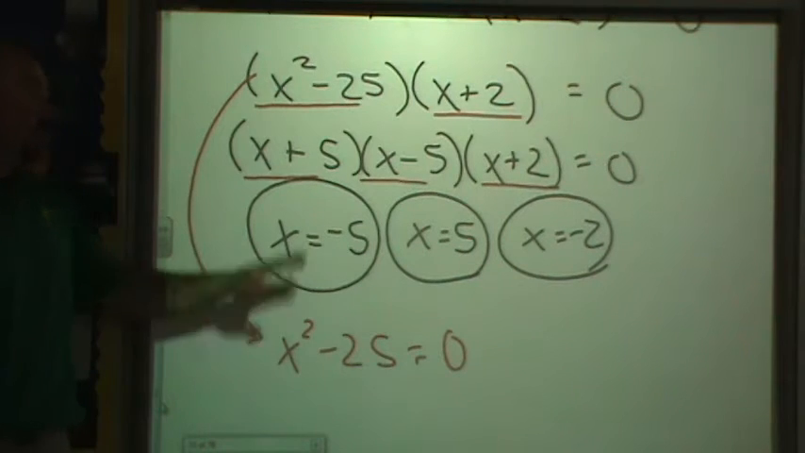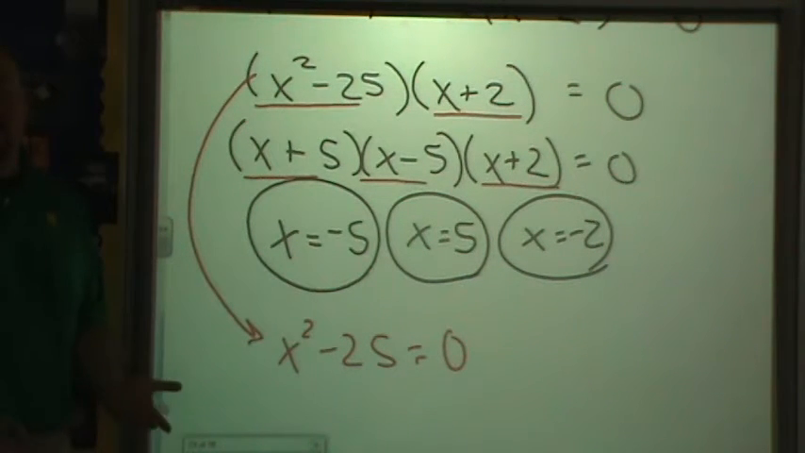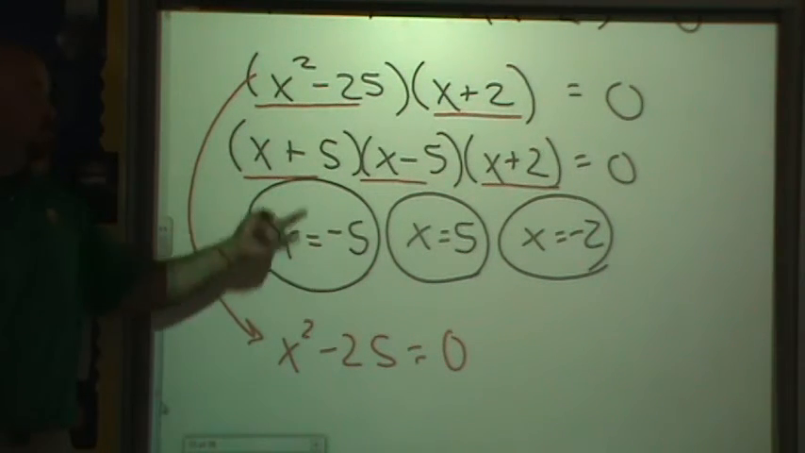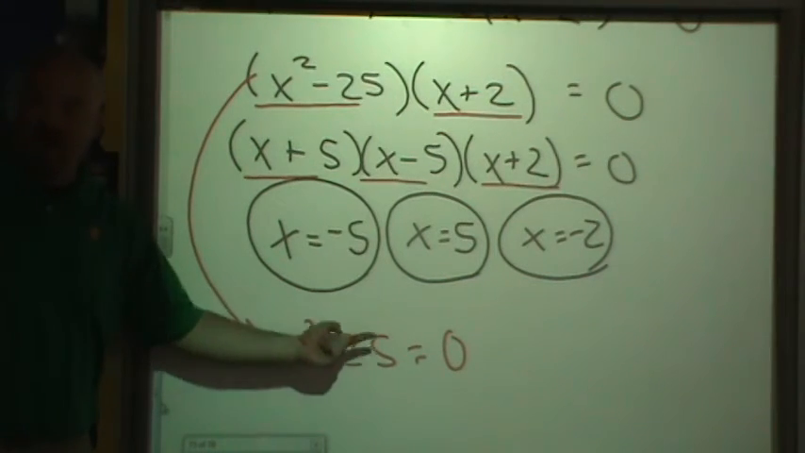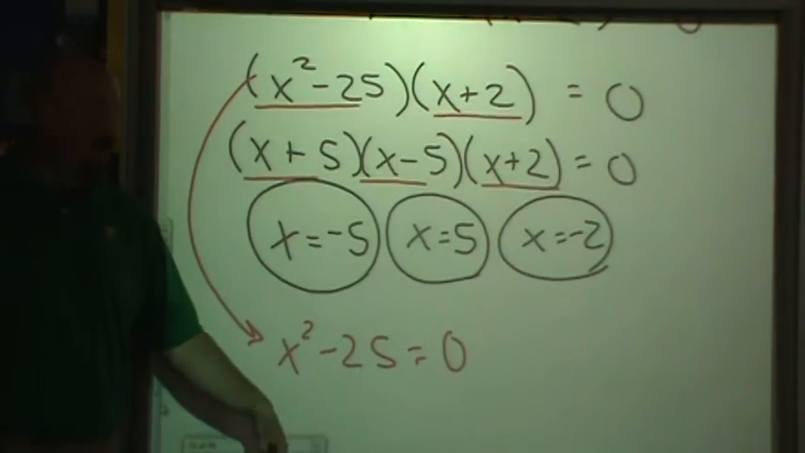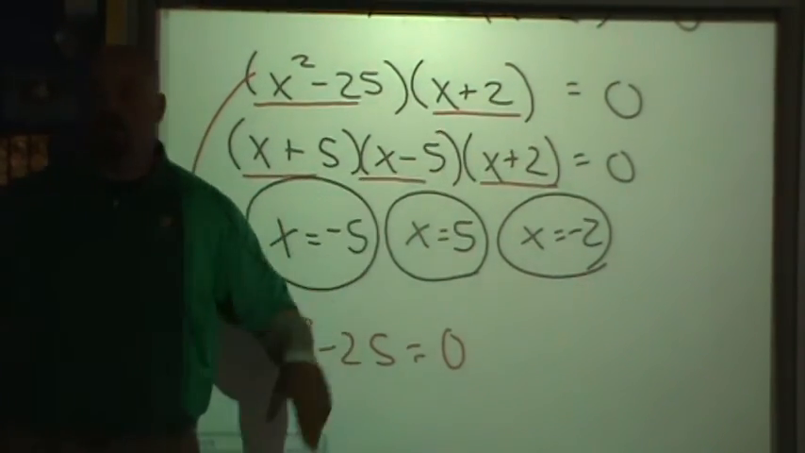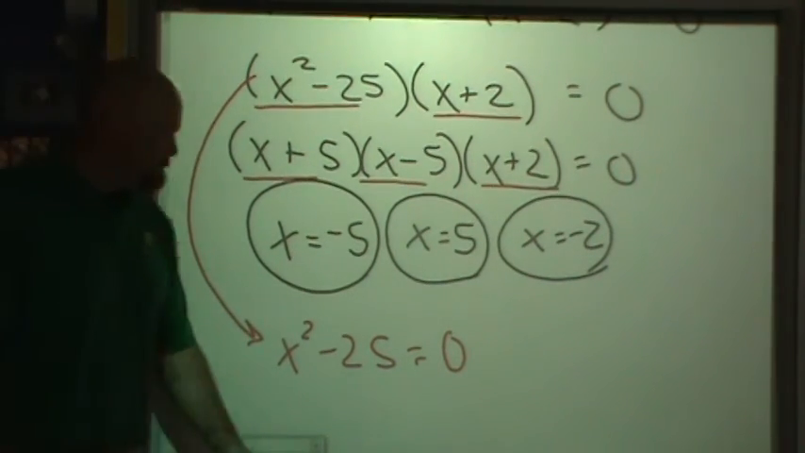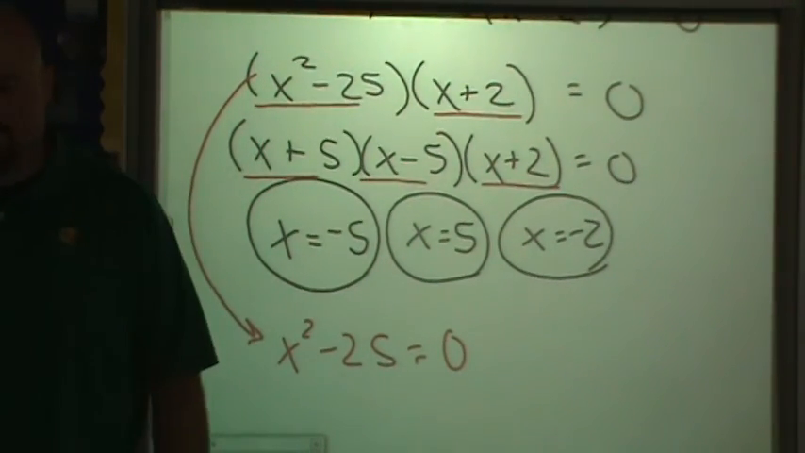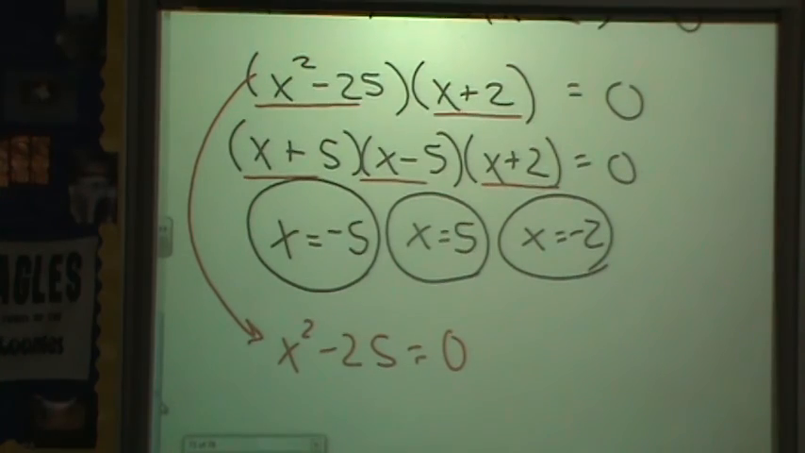But there's nothing wrong with this, right? If the question is what's the solution, you still get positive and negative 5 from solving that, and you get the negative 2 from there. So no problem.